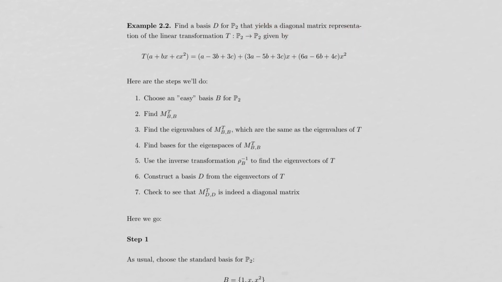That's what diagonal matrix representation here means. Well, based on the previous example, we know that the eigenvector basis will yield a diagonal matrix representation. So this is just another way to say essentially the same thing. We're looking for the same thing in this example as we were before.